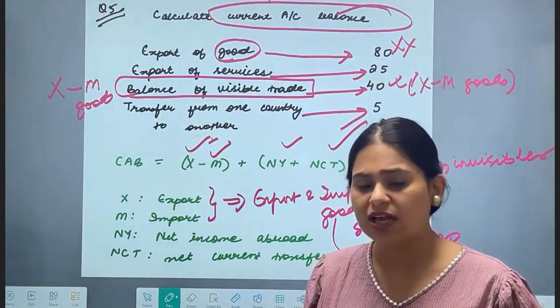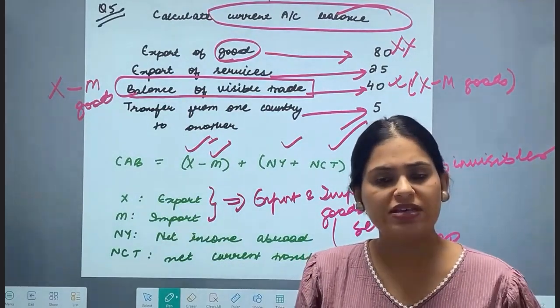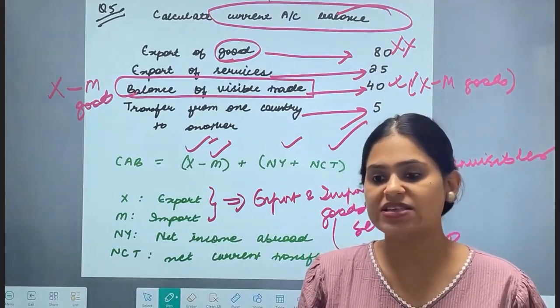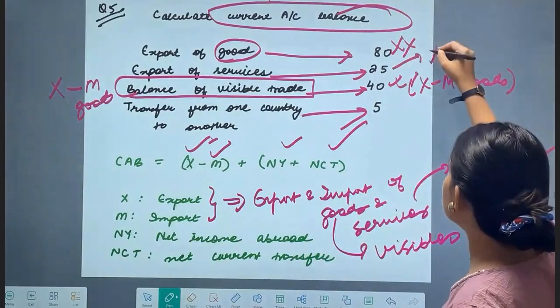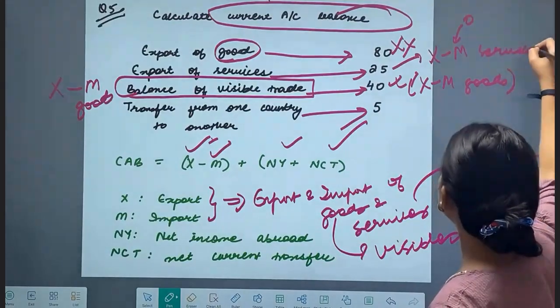Now can you tell me what is going to happen to the export of services? Is there any import of services given? No. So I will consider export as it is. So this is x minus m. M is 0 for services.